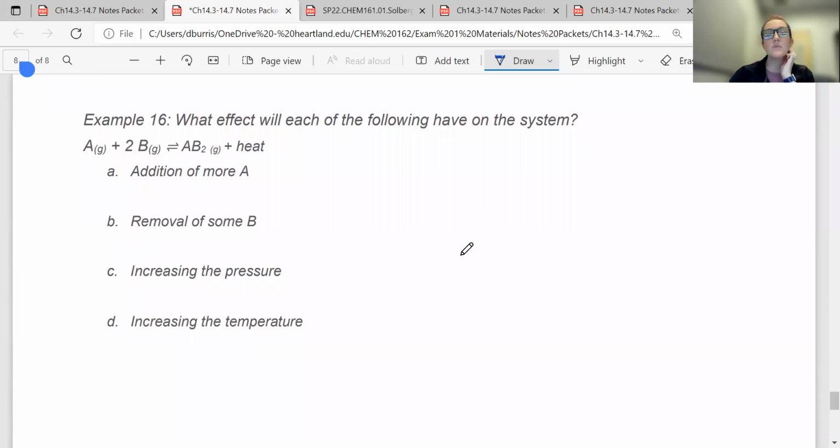Okay, so you guys try number 16, try to figure out what will happen to this reaction, which way will it shift? You can just say right or left or draw an arrow when I do each of these things.